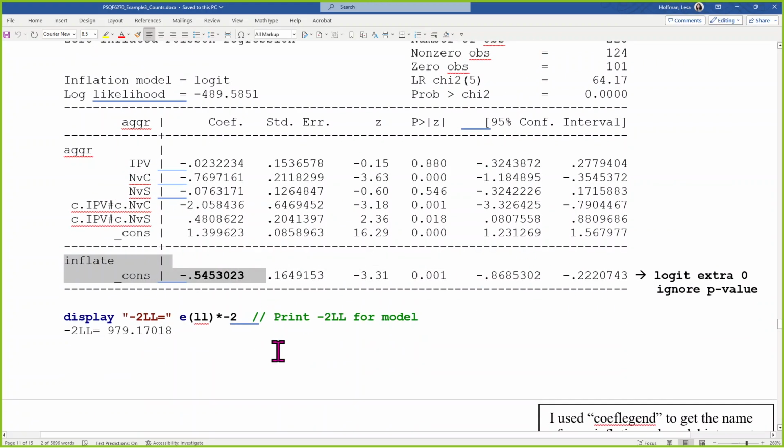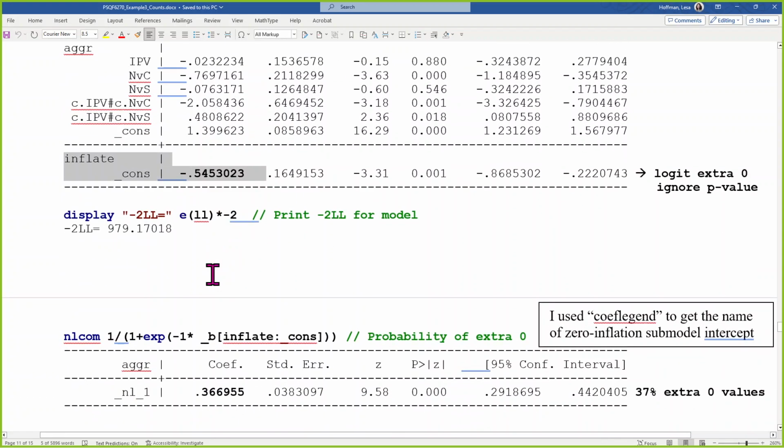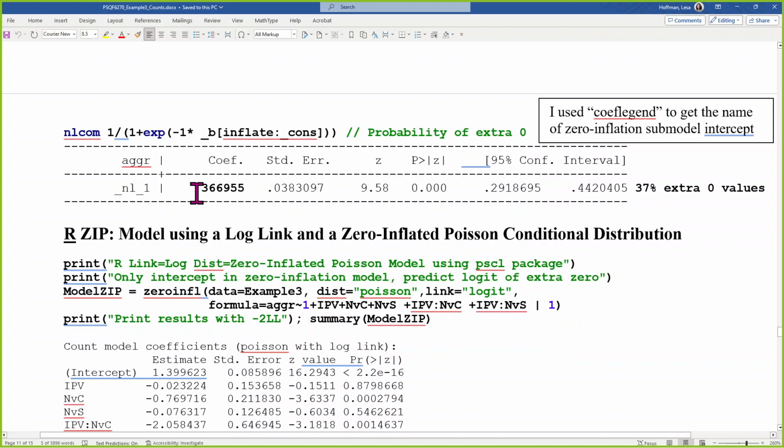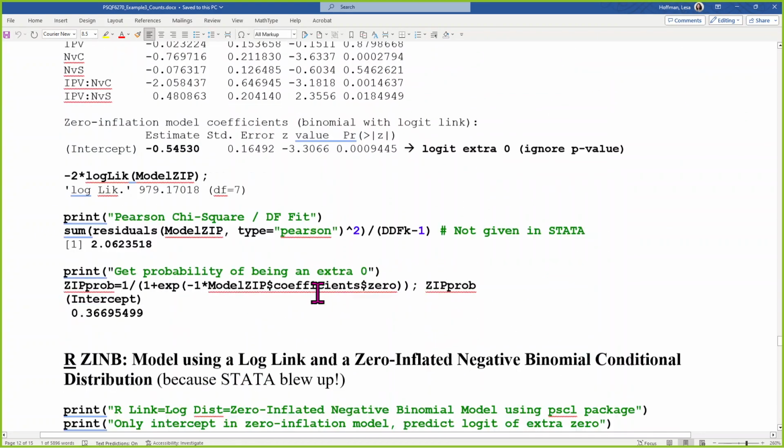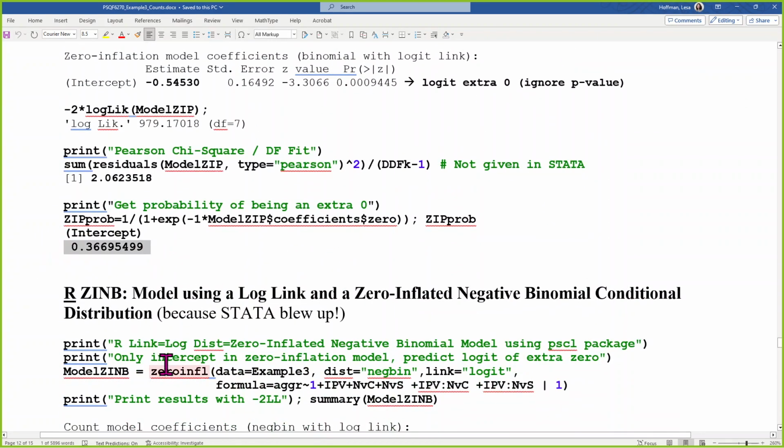So we get an inflation factor in logits, because this is a binary outcome we're predicting, whether or not someone's extra. And we can convert that logit into probability, which is 0.37. According to Poisson, 37% of my sample is extra zeros. Ooh, that's a lot. But Poisson didn't fit that well. So here's what it is in R. They came up with a very comparable number, about 37%.